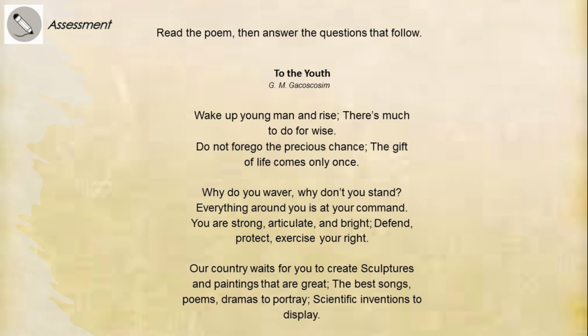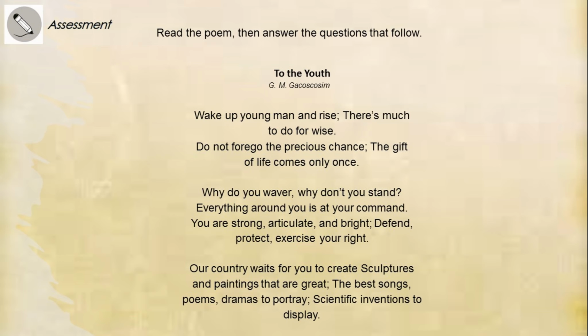Read the poem, then answer the questions that follow. To the Youth, by GM Gakis Kosin. Wake up, young man, and rise. There's much to do for wise. Do not forego the precious chance. The gift of life comes only once. Why do you waver? Why don't you stand?